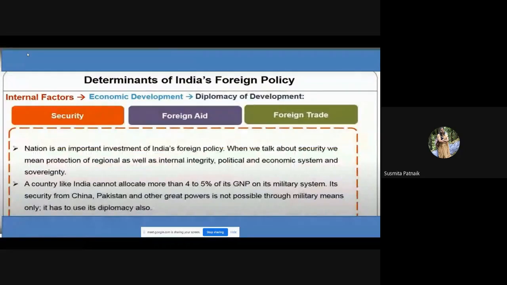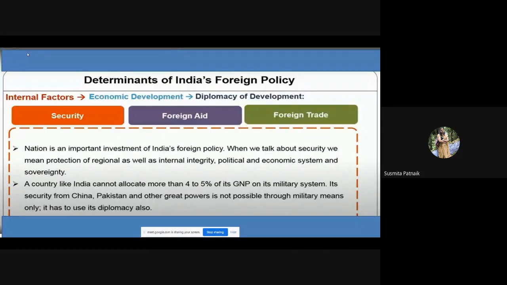And in the diplomacy or the development of economic policy, three things are required. One is security for the country, foreign aid, and foreign trade. What do you mean by security? Security in the sense is what? That is security internally and security externally. India wants security for the citizens inside the nation, and at the same time, it wants security from the external world.